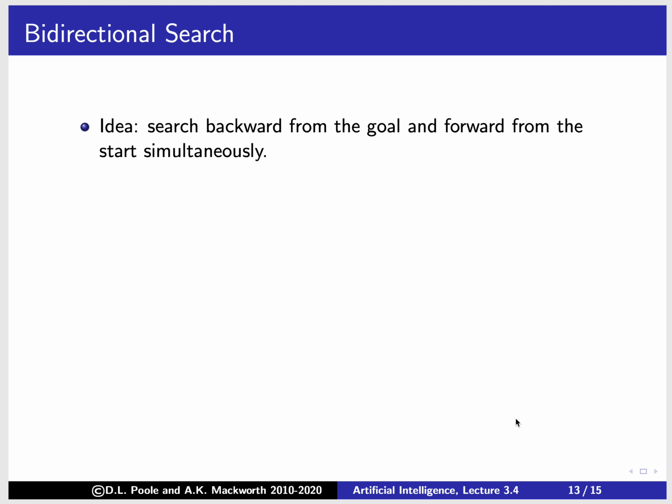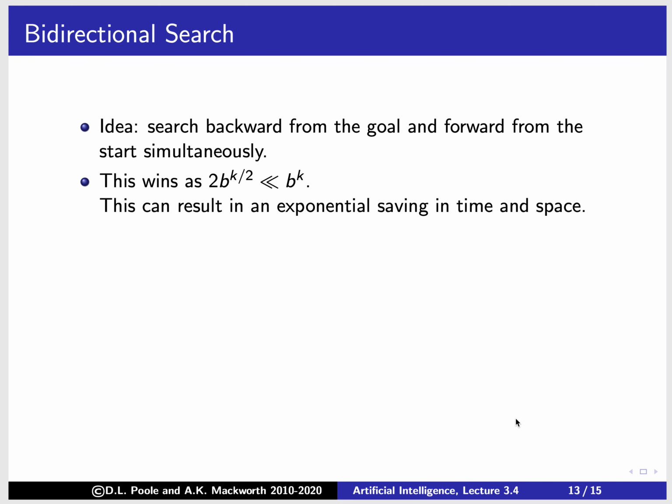One other thing we can do is search backwards from the goal and forwards from the start simultaneously. This might seem, well, it's a waste of time. However, if you think about it, each of them could do half of the k, k on 2, so we could just do it twice. And it turns out that 2 times b to the k on 2 is much less than b to the k for any reasonable k. Okay, and this actually results in an exponential saving in both time and space.